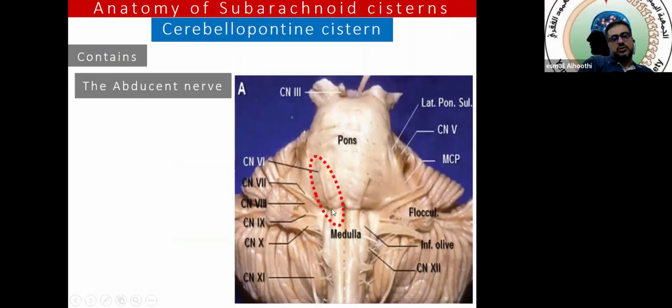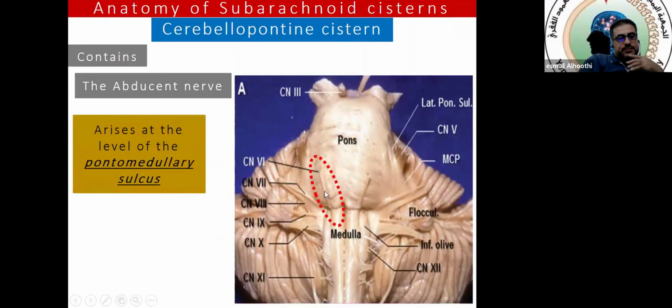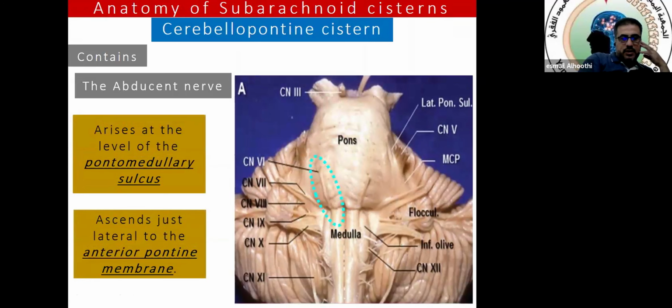The abducent nerve also arises from the fissure between the medulla oblongata and the pons and goes anteriorly. It ascends just lateral to the anterior pontine membrane.